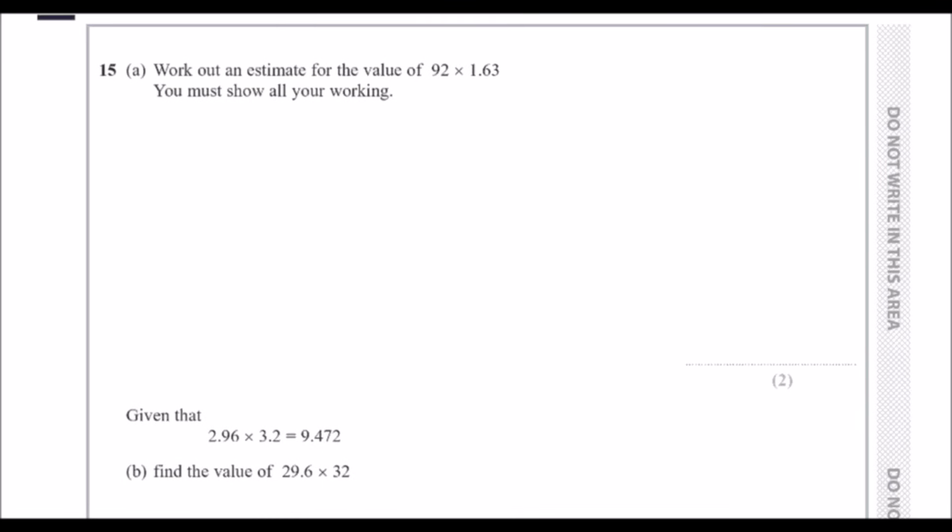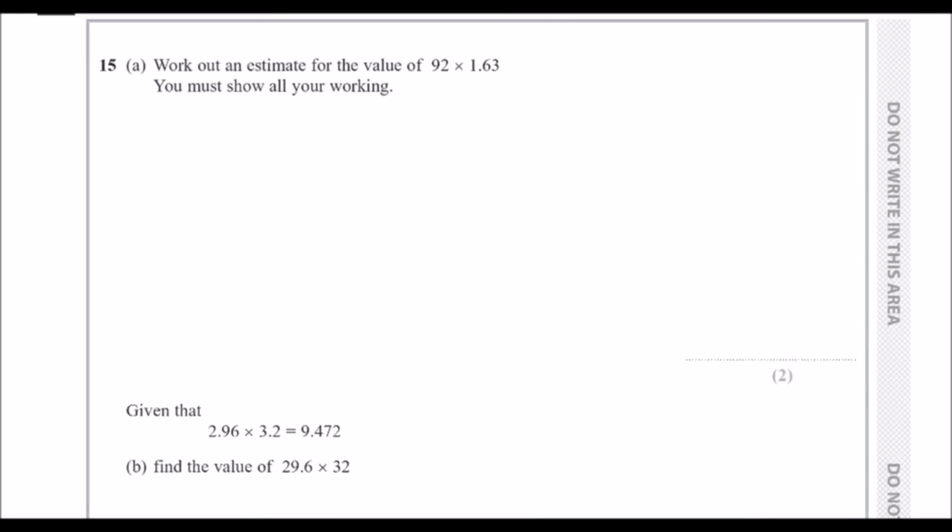Question 15. Work out an estimate for the value of 92 times 1.63. You must show all your working. So it's an estimate. We're not working out the exact answer to this. So we're going to round the numbers. The easiest one to do is probably to round them to one significant figure.